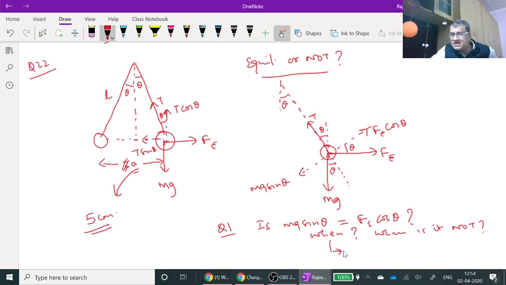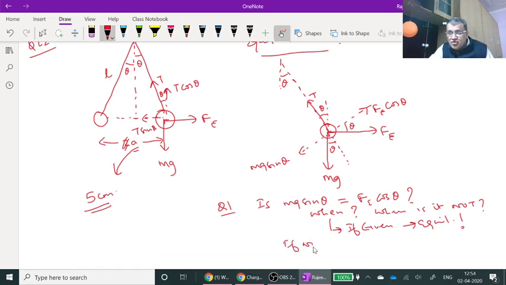If equilibrium is given, then they are equal. But if it is not given that it is equilibrium, then these two are not equal. Then in that case, mg sin theta minus Fe cos theta represents a force which will try to bring it back. So there is a chance of oscillation happening. Whether that oscillation is simple harmonic or not is a very different question.